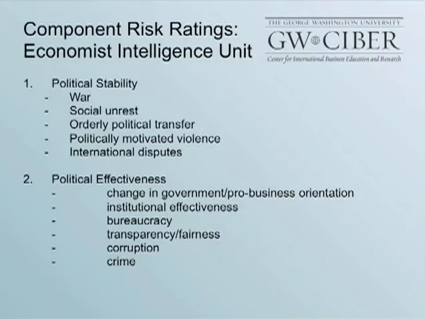Now, I'm going to shift back and forth here. Political stability involves questions to the expert, like basically one expert, on war, social unrest, orderly political transfer, politically motivated violence, and international disputes. The questions on political effectiveness are on change in government and pro-business orientation combined, institutional effectiveness, bureaucracy, transparency or fairness, corruption, and crime.